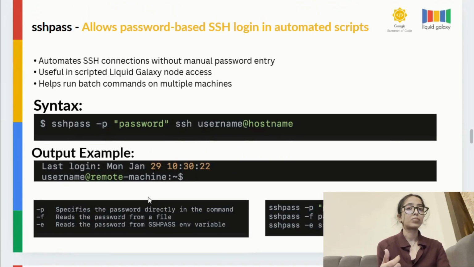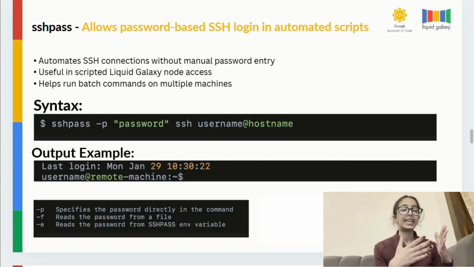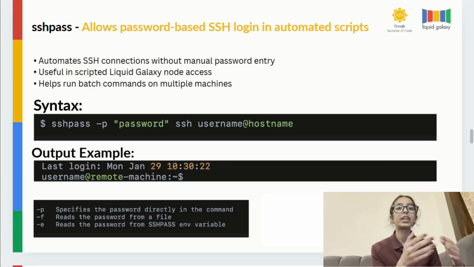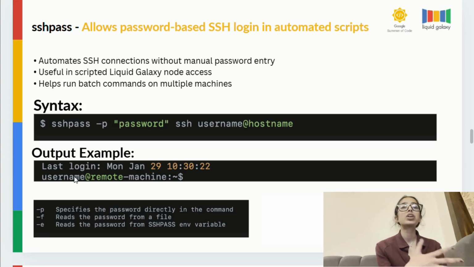Now is sshpass. sshpass is a utility that helps automate SSH logins. Instead of typing the password manually every time, the password can be passed programmatically. However, in real-world systems, key-based authentication is preferred over password-based login. So sshpass is mostly used in controlled environments or scripts, not for general use.